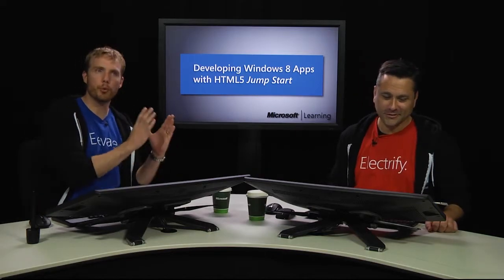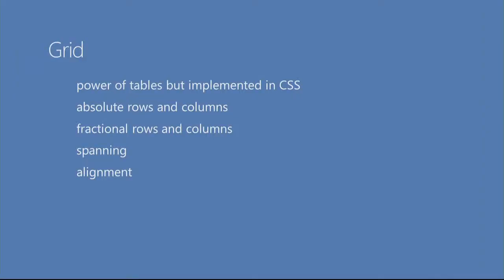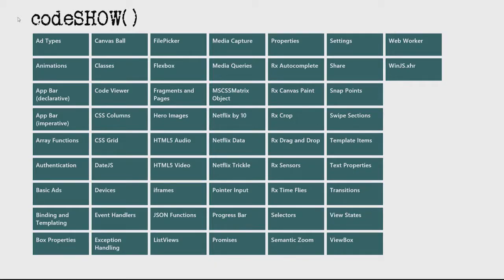So we've got absolute rows and columns, and we've also got fractional rows and columns, so we can get expansive and dynamic. We can expand to the size of the container, and we can span rows and columns like we used to in tables. And we can also have good control of the alignment inside of these. Very important.